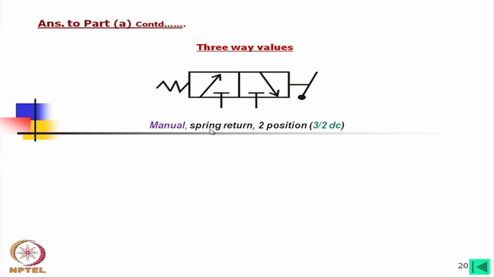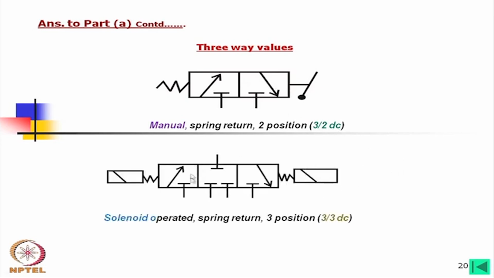One side spring means again it is spring return and 2 position. So, 3/2 DC valve, there is no such neutral position, either right side or left side. Now, in this case there is a neutral position, this is 3 position and solenoid operated. Here we should call it spring center. So, this is not spring return, rather we should use the word spring center.